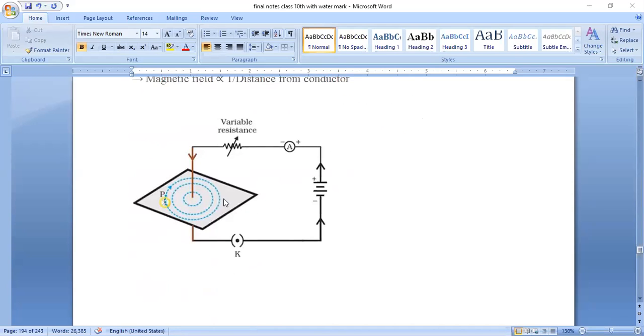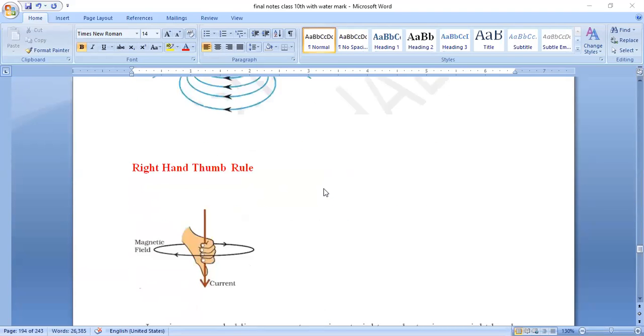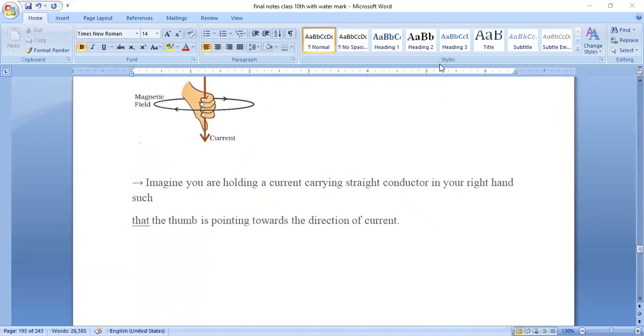So if you want to find out the direction of this magnetic field, you can use this law, the right hand thumb rule. How is this? See, if this is the direction of current, how does the magnetic field look? The thumb indicates the direction of the current, then the fingers indicate the direction of the magnetic field. So the fingers are in this fashion, which means the magnetic field direction will be like this. Exactly this law we have to use here.